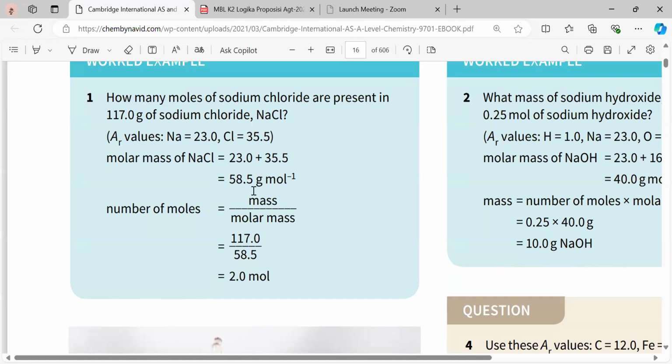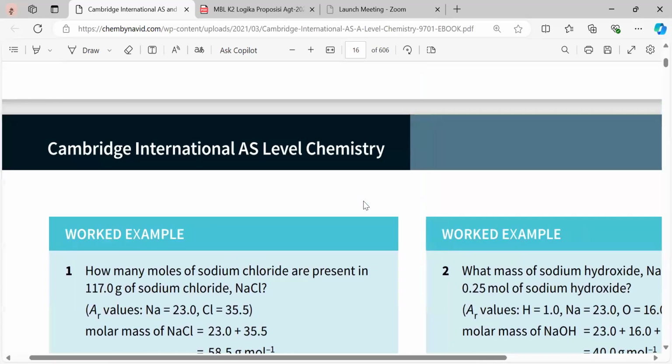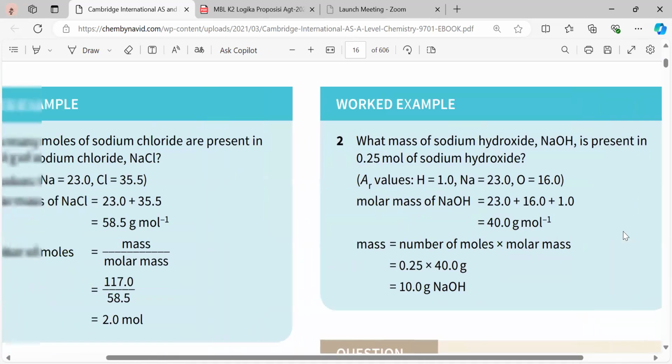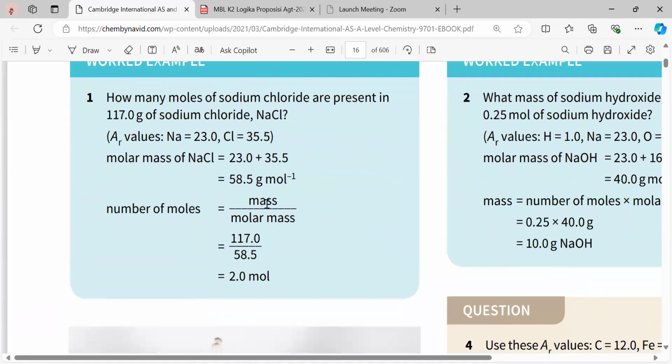So that would be 58.5 gram mole to the power of -1. You cannot forget about this unit. And now we are trying to find the number of moles. So we can see the formula from before right here. Number of moles would be mass of substance divided by the molar mass. We have the mass, which is written in the problem, which is 117. So we put the 117 on the mass part.